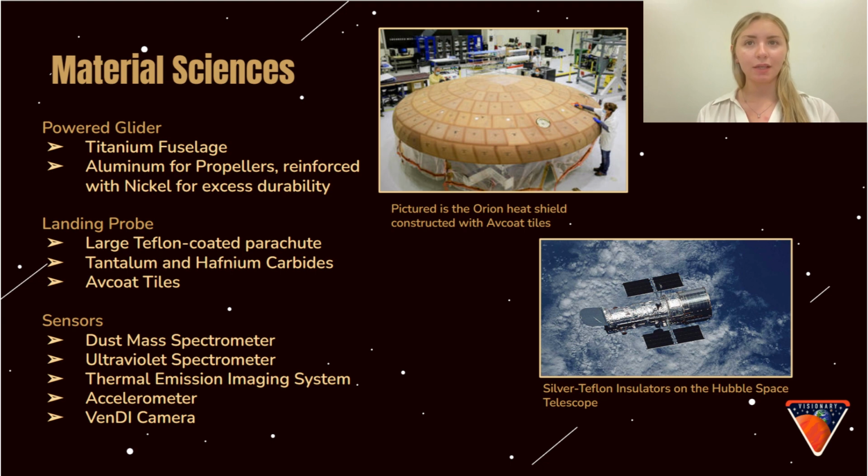As for sensors, the probe will have a dust mass spectrometer to determine what the Venusian dust is made out of, an ultraviolet and visible light spectrometer to determine the atmospheric composition by analyzing light, a thermal emission imaging system to distinguish variations in temperature, an accelerometer to allow for greater control while descending, and a VenDeR camera to take infrared images of the surface.